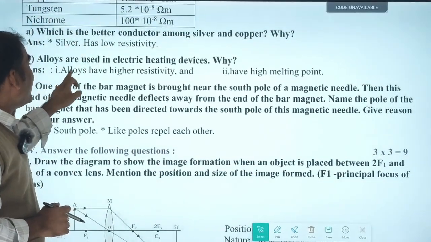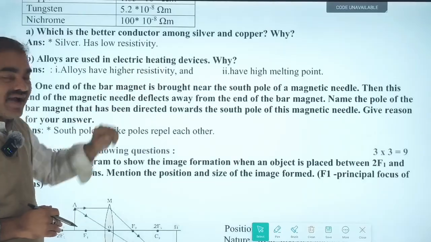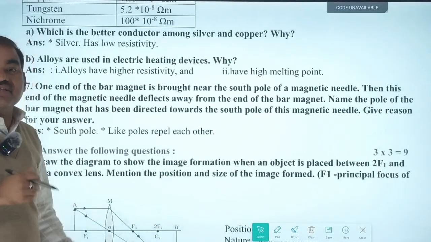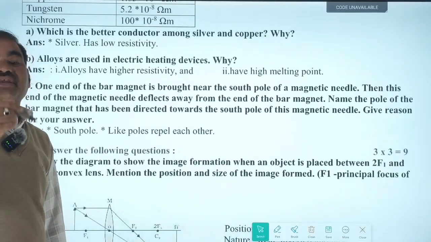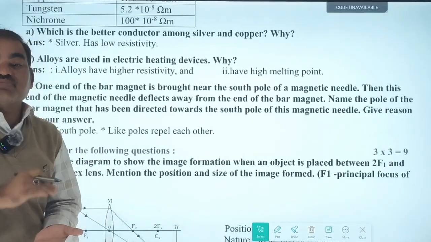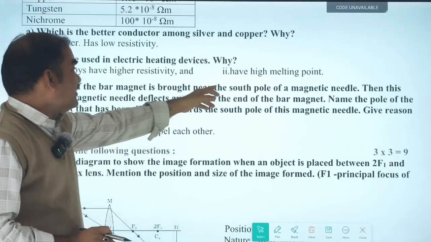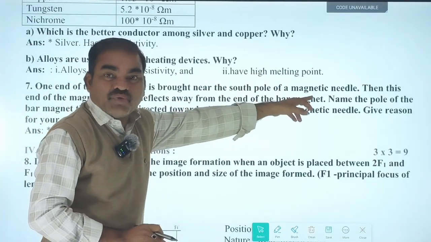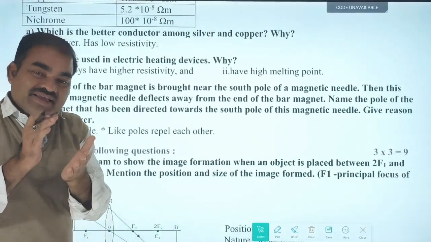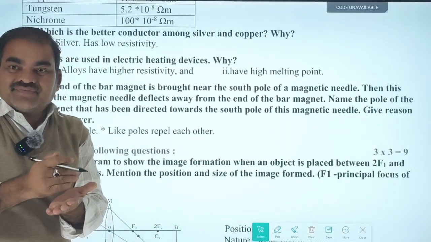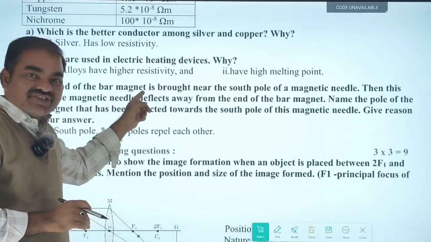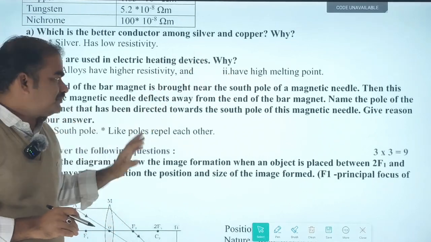Next one, alloys are used in electric heating devices. Why? One, alloys have higher resistivity. When resistance is high, its heating effect is more. And they have a high melting point, so they won't easily melt. These are the two reasons: high resistivity and high melting point.